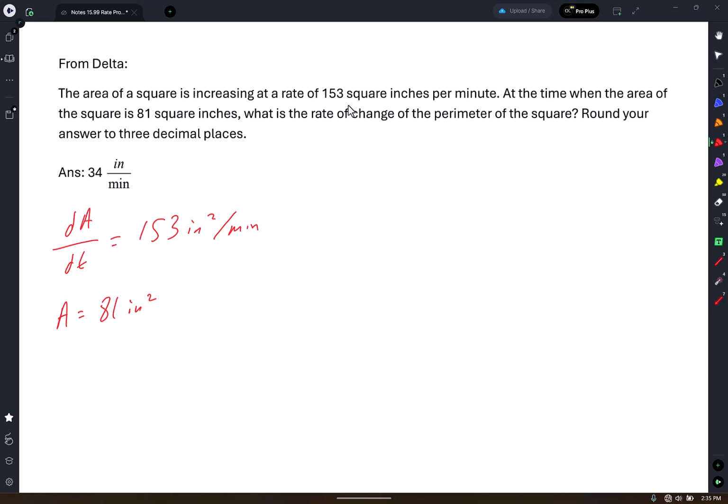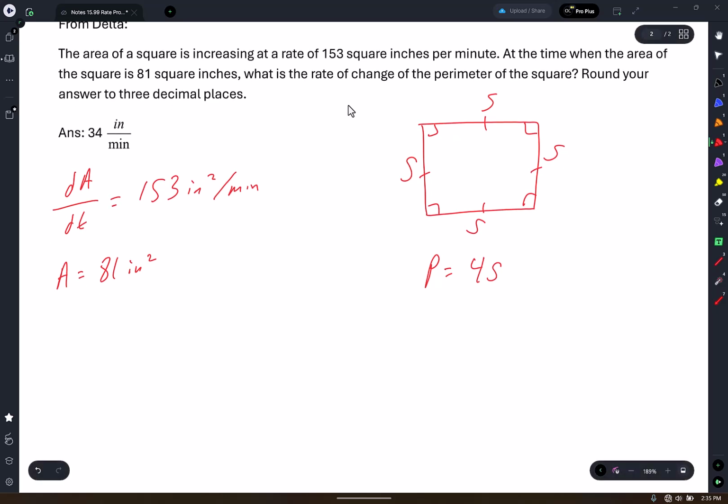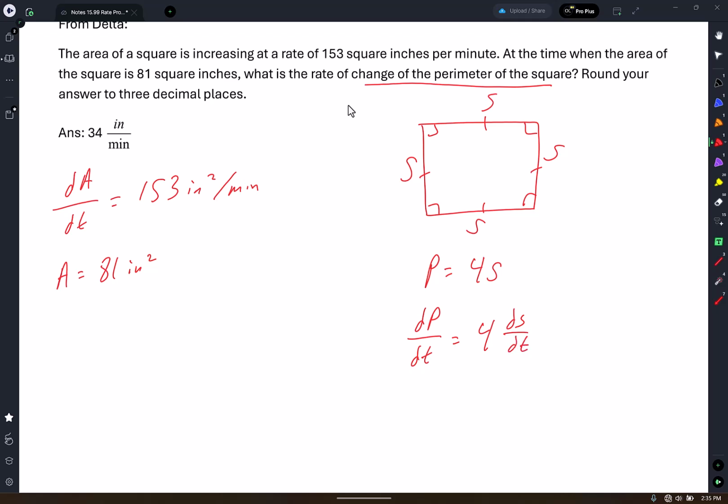Okay, perimeter. Here's my square. This is S, this is S, this is S, this is S. I know, I didn't draw it perfect. That's fine. And they should all be the same. That's an S, not a 5. Perimeter is 4S. So what do I want? I want the rate of change of the perimeter of the square. So that's dPdt equals 4 dsdt.